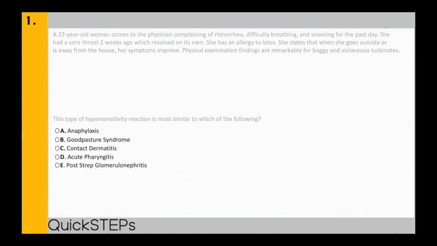Now let's read the answer choices. A. Anaphylaxis. B. Goodpasture syndrome. C. Contact dermatitis. D. Acute pharyngitis. Or E. Post-strep glomerulonephritis. So already, we know that we're talking about hypersensitivity reactions and that we're being asked to compare similarities.